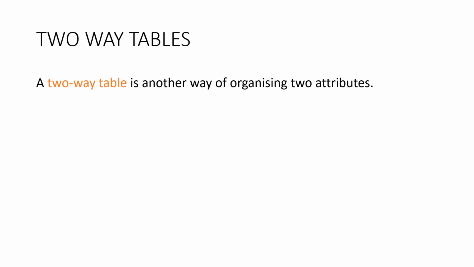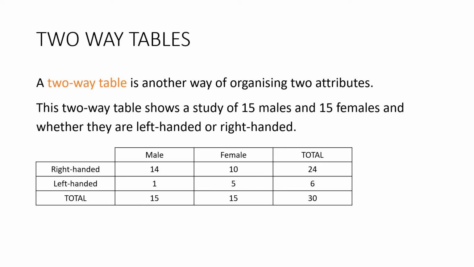A two-way table is just another way of organising two attributes. Like a Venn diagram, it's just a different method. Here's a two-way table here. This shows 15 males and 15 females and whether they're left-handed or right-handed. So you can see one attribute here is their handedness, are they right-handed or left-handed? And the other attribute is gender.